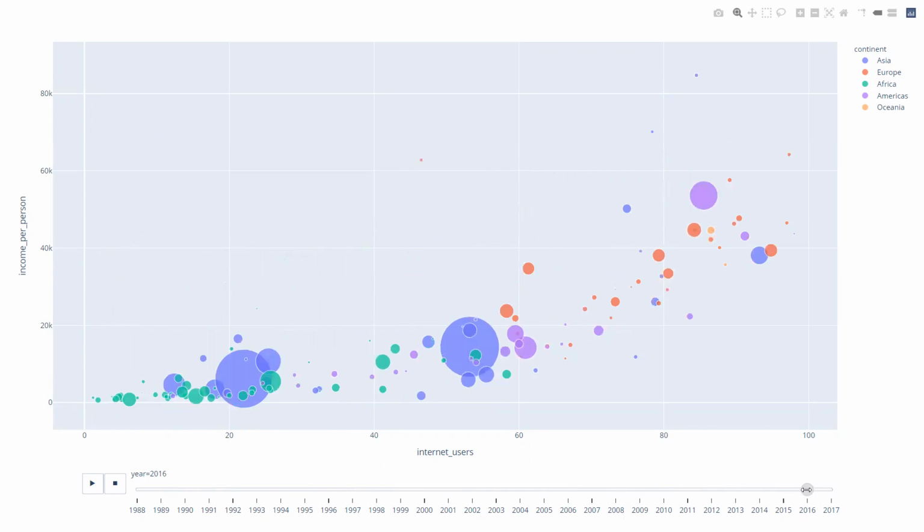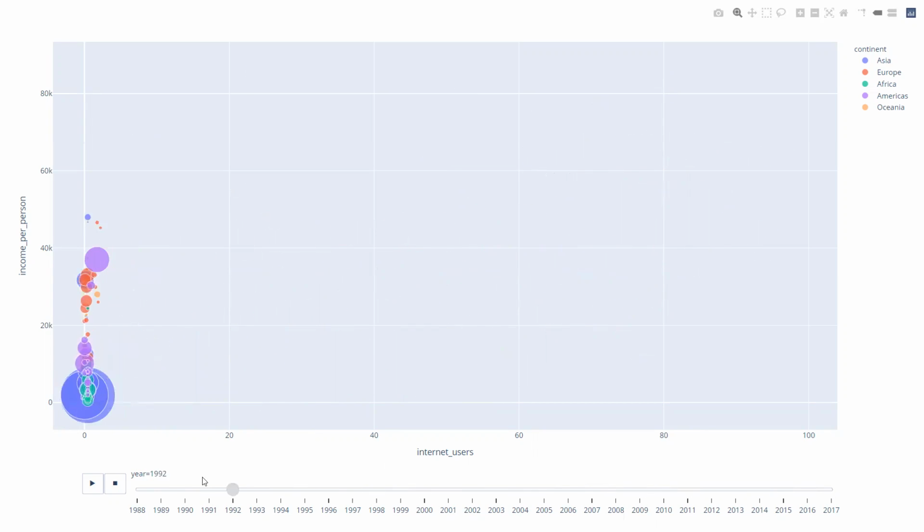Now let's go in flashback and see what has actually happened. So initially, we are in the year 1988 and the internet has just come into the world. And most of the countries have very few internet users. Now, as we can see, we can fit this data in a vertical line. But as we grow in time, the countries which had higher income per person are growing very rapidly in terms of the number of internet users.